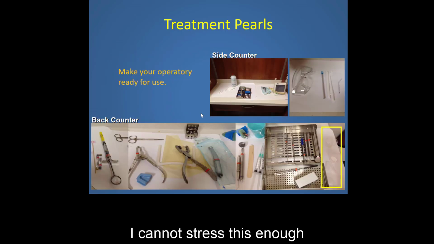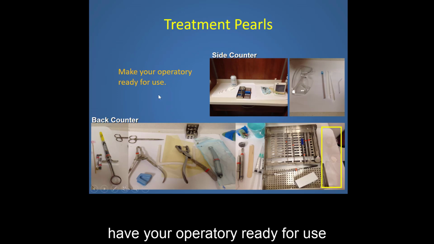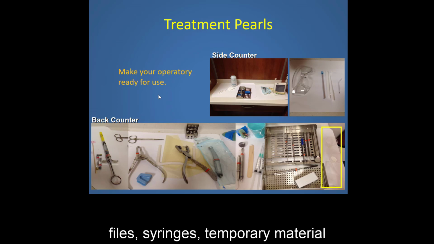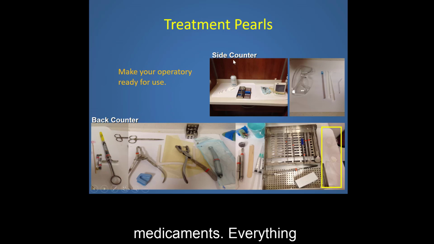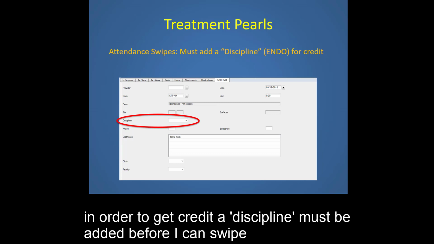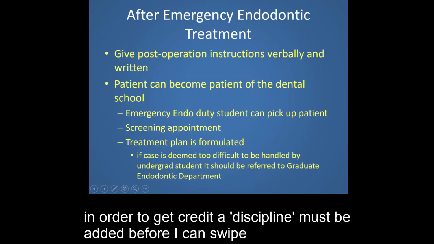Okay, I cannot stress this enough. Have your operatories ready for use. That means instruments are out, handpieces are attached when possible, files, syringes, temporary material, medicaments, everything. Everything, and these pictures are in each operatory, okay? For attendance, in order to get credit, a discipline must be added before I can swipe.